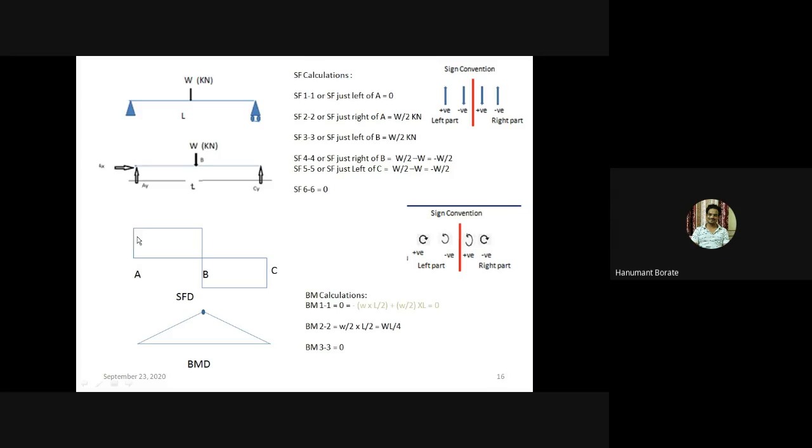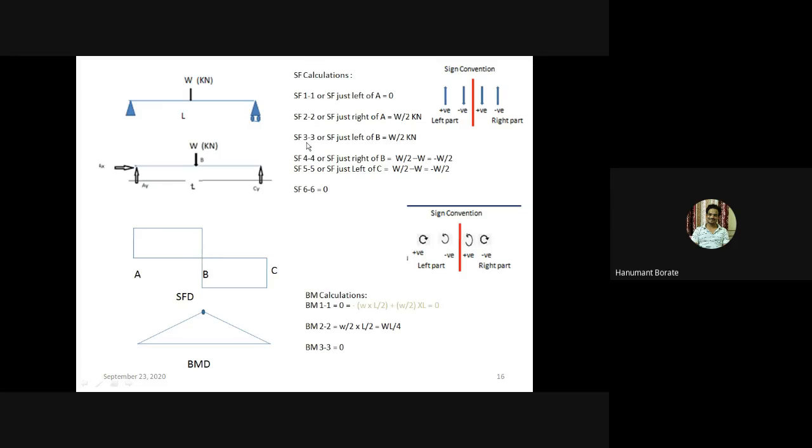Okay. But from A to B, or we can say from section 2 to section 3, the value remains the same. So here in this zone, the value of shear force is W by 2, because if we take a section here, only one upward force is there, that is W by 2, right? So due to that, the shear force value remains the same up to the B point.